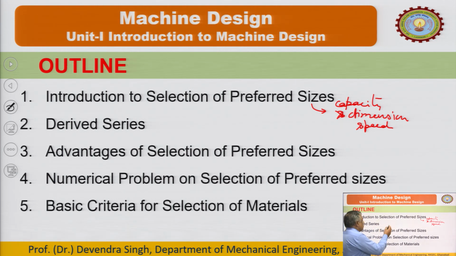After discussion of the basic series given by Charles Renard, we will come to the derived series. There are some series we have derived from the basic series, termed as the derived series. Then we will discuss the advantages of selection of preferred sizes. Then we will attempt 2 numericals on the selection of preferred sizes, and then we will touch the basic criteria for selection of materials. So, this is the outline of this lecture.